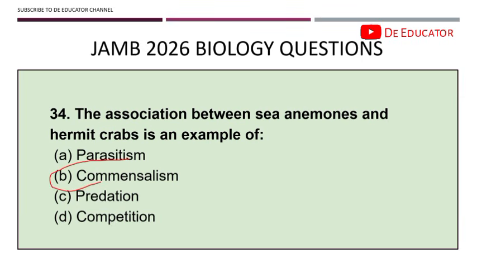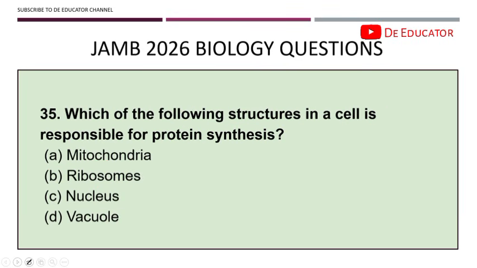Okay, so as much as possible, try to know the examples under parasitism, commensalism, predation, competition. Those examples in your textbook, you should know them, because that is what JAM is going to ask you about. 35. Which of the following structures in a cell is responsible for protein synthesis? Protein synthesis is carried out by the ribosome.